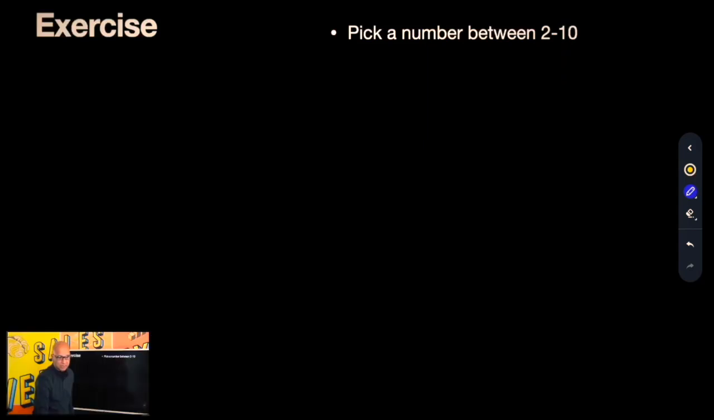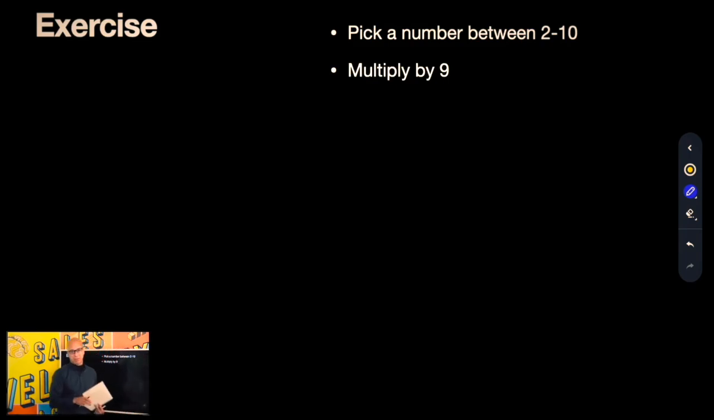Let me put my head down here some more. I want you to pick a number between, let's say, 2 and 10. Just pick a number between 2 and the number 10. I'm going to do this on my side so I don't get lost either. So pick a number between 2 and 10. If you got that, great.